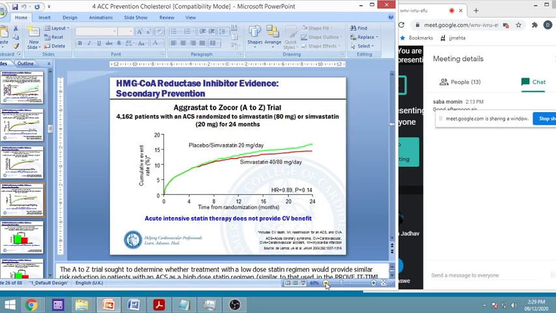Another one is a placebo-controlled trial: placebo versus simvastatin 20 milligrams daily, and simvastatin 40 to 80. So either placebo or very low-dose simvastatin, compared to simvastatin 40 or 80 milligrams, and it was found that there was benefit, and the small dose does not provide much benefit.